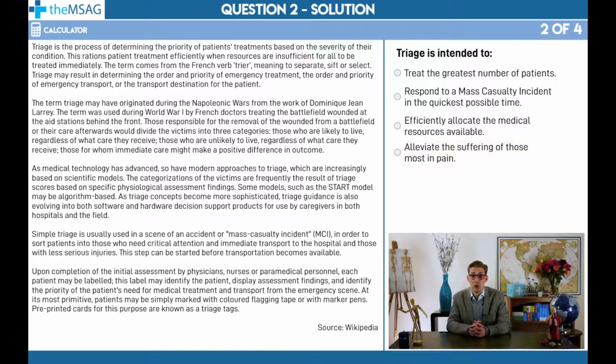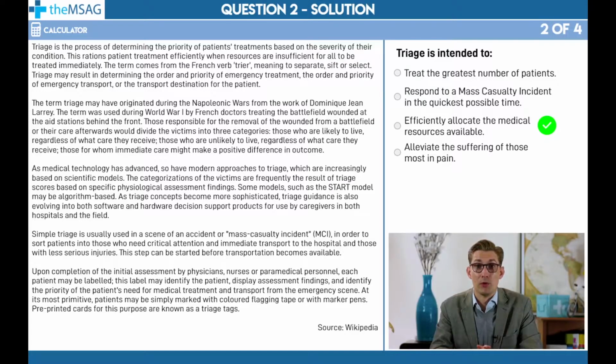For question 2, the answer is option C. Efficiently allocate the medical resources available. We have a quote to support this. The second sentence in the passage states that triage rations patient treatment efficiently when resources are insufficient for all to be treated immediately. While the other answers may seem tempting, they are based on assumptions, not evident from the text. Let's quickly check each in turn to be sure.